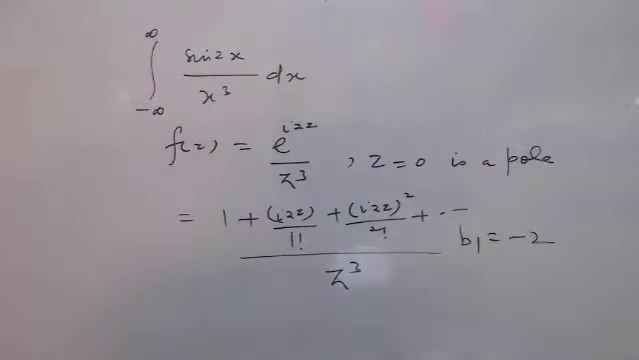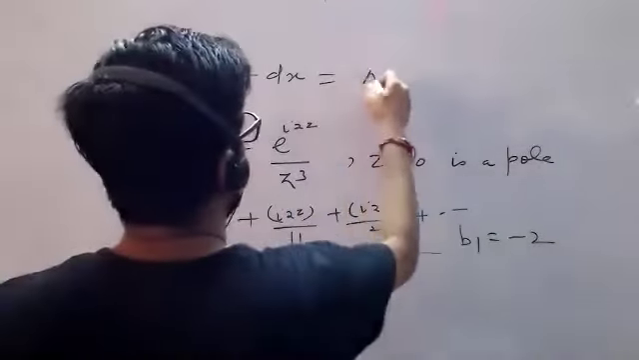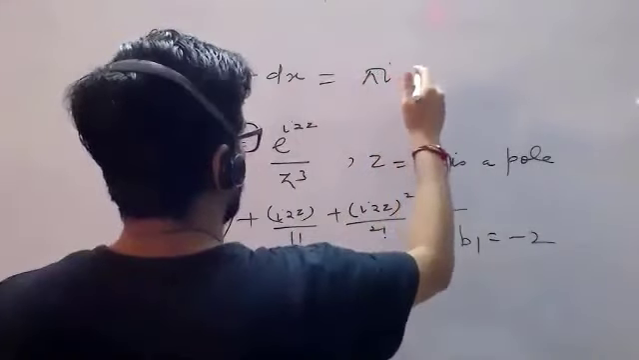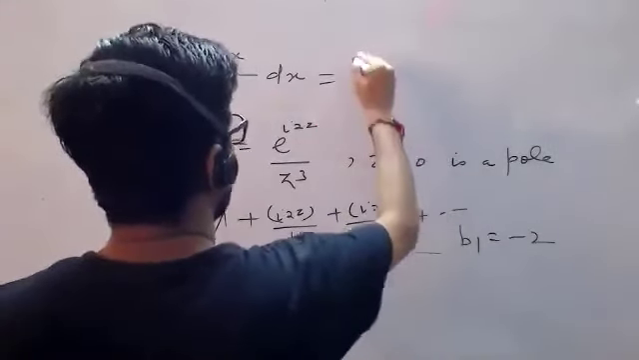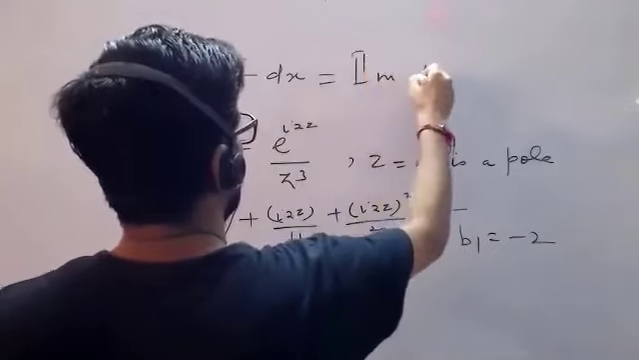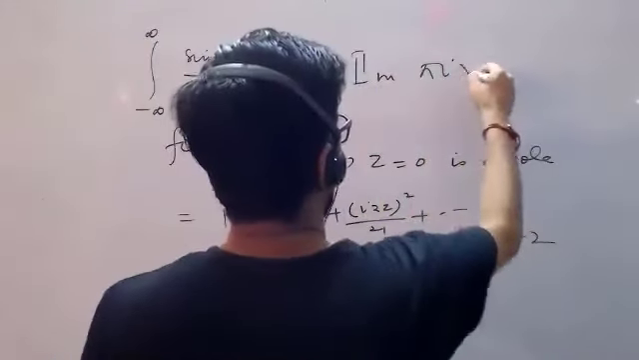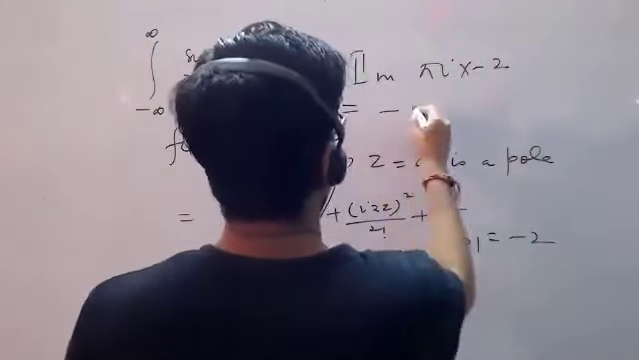And the answer will be the imaginary part of pi i into the sum of residue, which is minus 2. So the answer will be minus 2 pi. This is the answer.